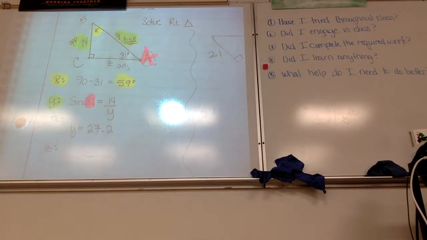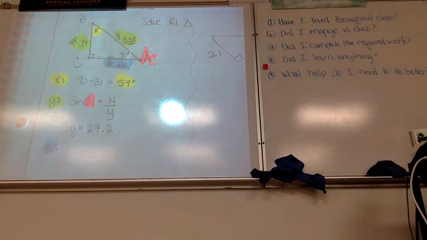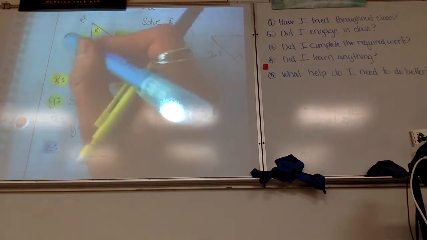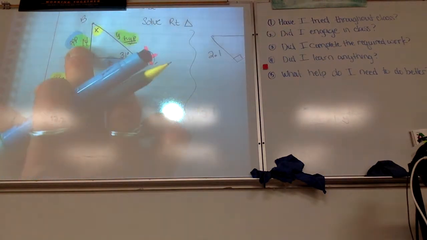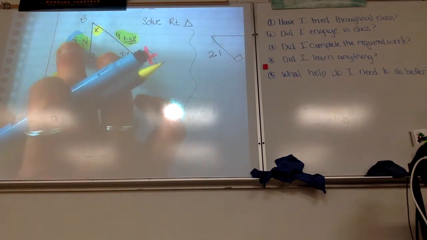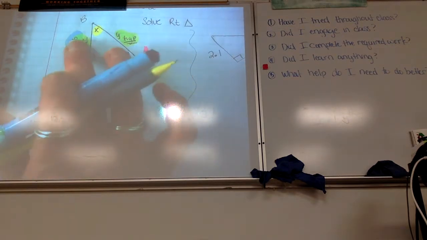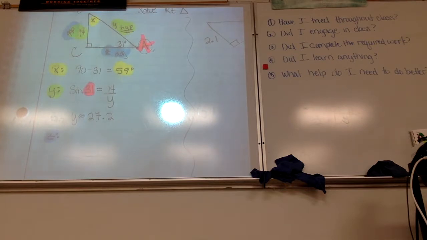So z, I'm going to make z blue. So I have to use the adjacent side. I'm still going to stand at angle A. And I'm going to highlight the 14 in both the blue and the green because I'm going to use that same value for my x and my y and my z. So I'm looking at the blue now.